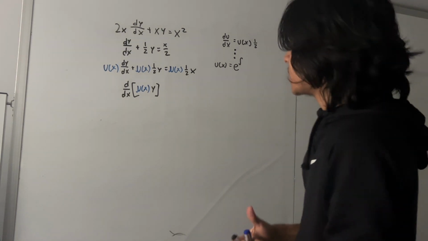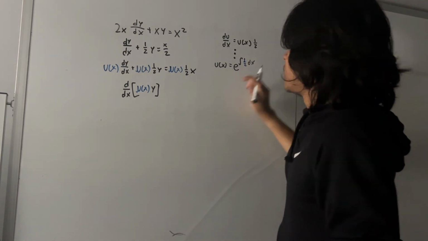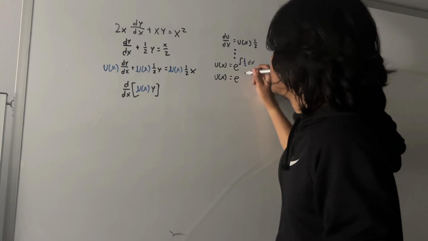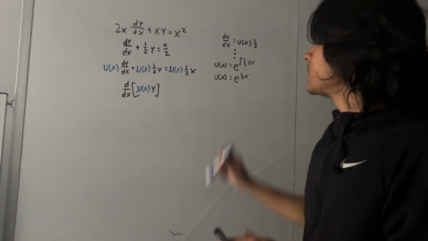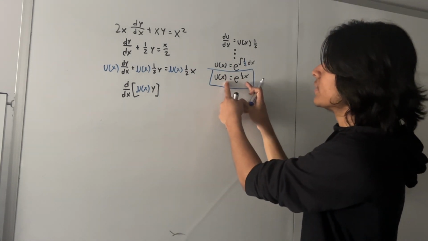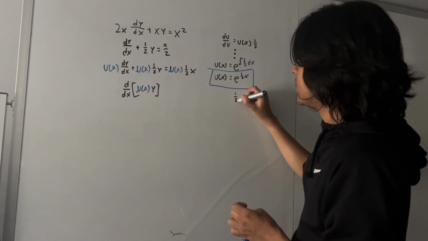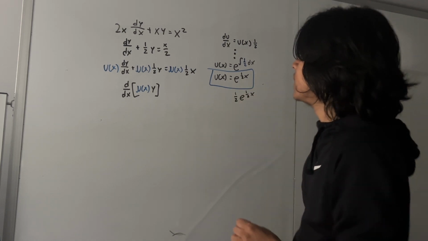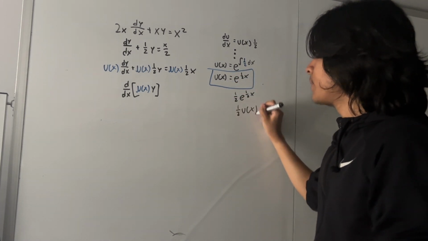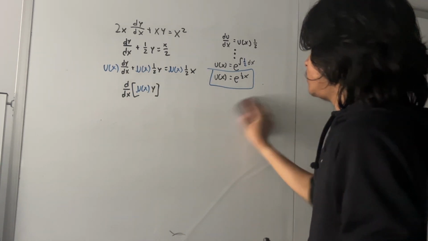So this becomes the integral of 1/2 dx. So our solution for u of x is going to be e to the 1/2 x. Now this does make sense because when we take the derivative of this, we just get left with the 1/2 outside. So it would look something like this: 1/2 e to the 1/2 x, and e to the 1/2 x is just our u of x. That's where we get this part right here. So it all comes together pretty much.